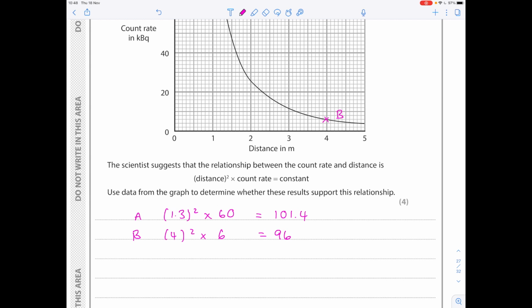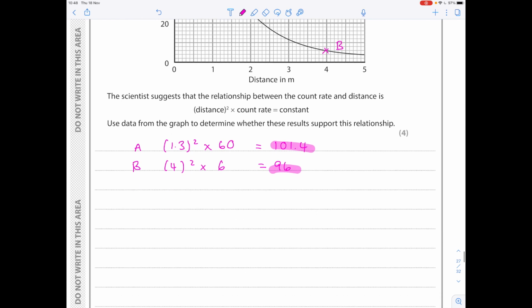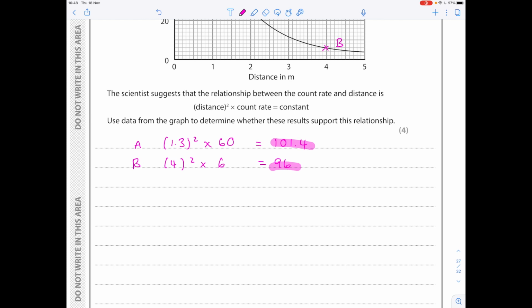Now you have to use your common sense as to whether you think that these numbers are similar enough to say that this relationship is supported, and I think that they are. There are actual statistical tests you can carry out, but that's overkill here. So you want to say 96 is approximately equal to 101.4, so the relationship is supported.